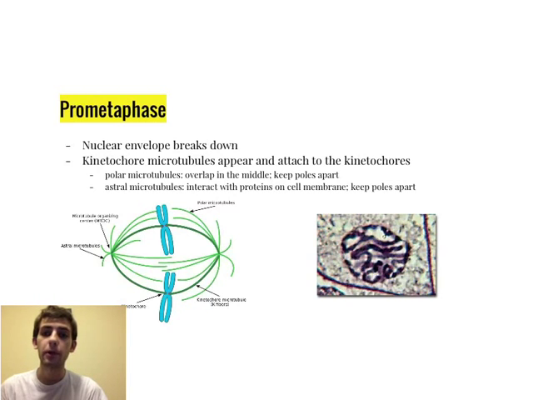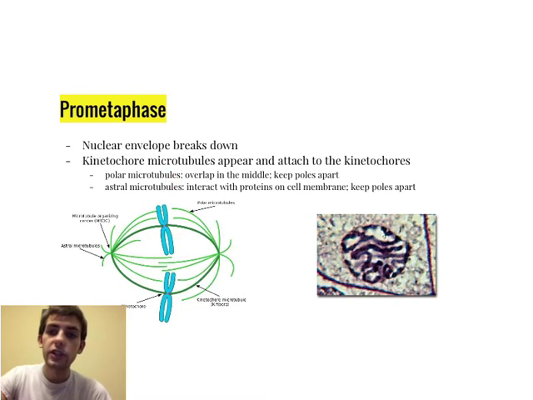This is when that nuclear membrane has completely broken down. And then we have the appearance of microtubules. Microtubules are proteins that aid in cell division. And so the most important one is what's known as a kinetochore microtubule.